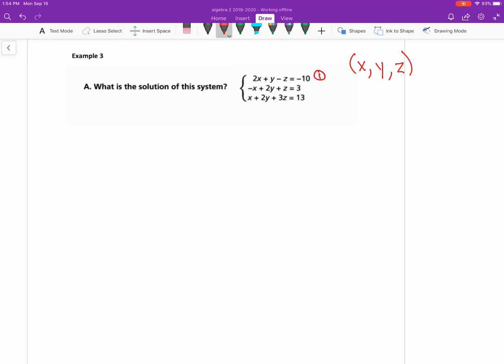I'm going to start by numbering each of these equations. And I am going to decide which variable looks easiest to eliminate. Honestly, if I look at any of these equations, I could really eliminate any of the variables. So I am just going to try and eliminate x. The first thing I'm going to do is take equation 2 and equation 3, and I'm going to rewrite them.